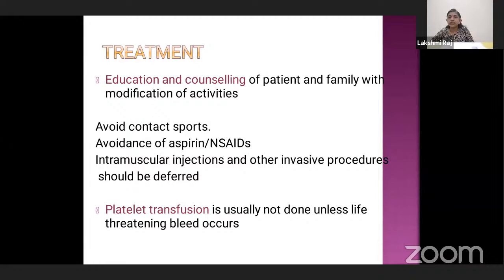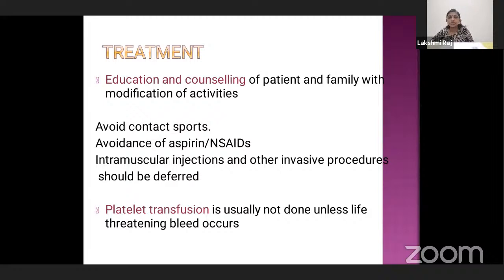Okay. Then avoidance of aspirin and NSAIDs, which again affect the platelets more and cause more severe bleeding. Intramuscular injections. So when a child is having ITP, and before the child's platelet count has improved, we should not give the child any intramuscular injections, for example, vaccinations and all. We should not be doing that.